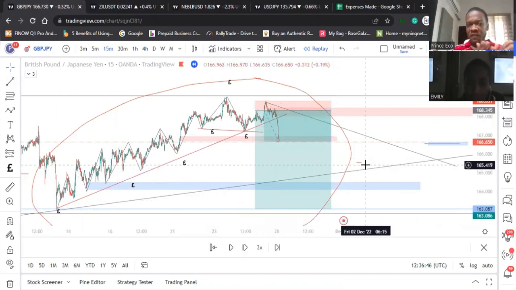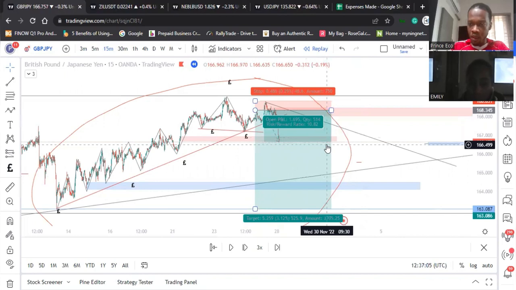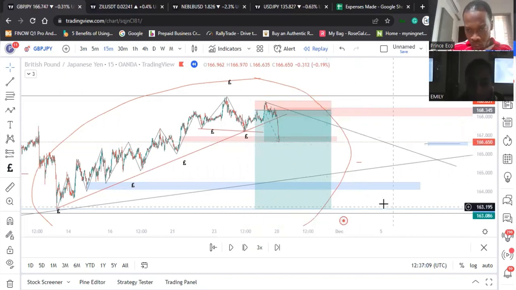Mind you, it doesn't change the fact that on the external time frame, from the monthly, the weekly, the daily, the 4 hours, and the 1 hour, the market is still bullish. But now this is the external structure and the internal structure. Now the internal structure is saying it's bearish. I don't know if you're getting. Yeah. Good. So now let's see how it goes.